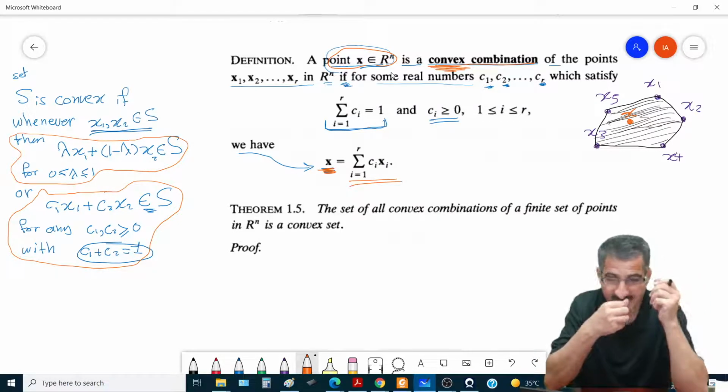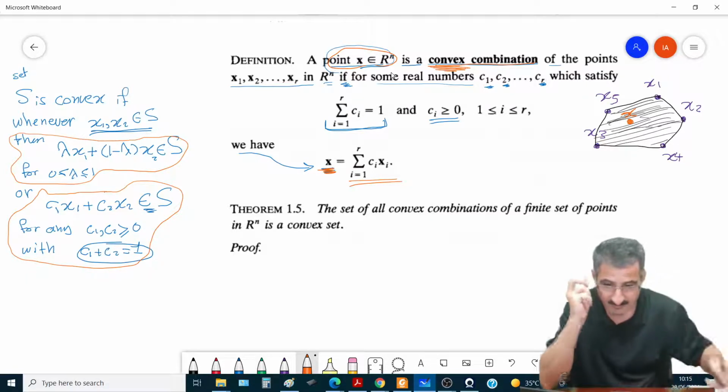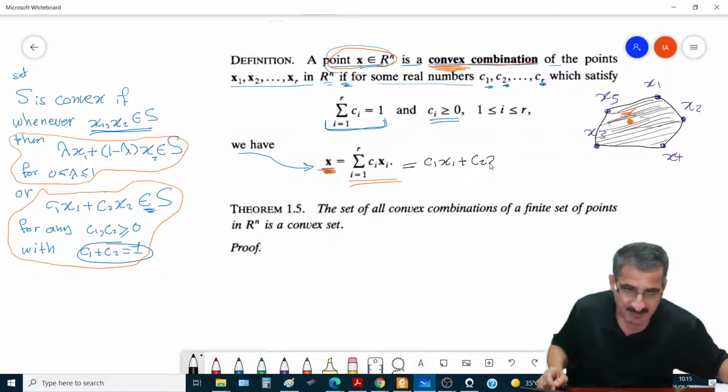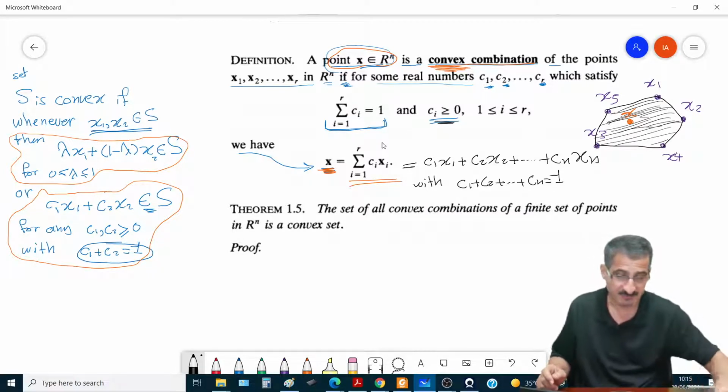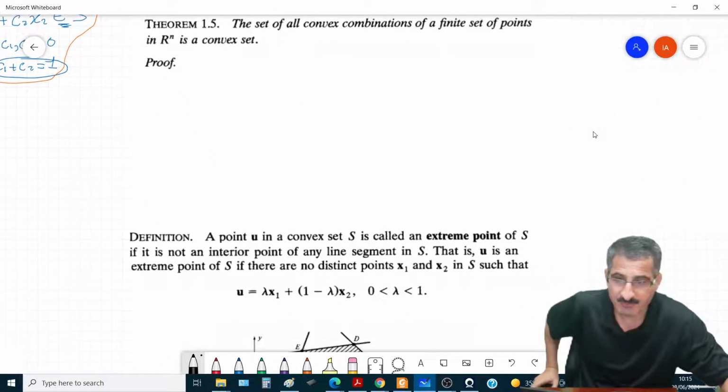That's why we call it a convex combination, because the summation of the coefficients in the combination equals 1. So a convex combination, we will use that: x equals c1 x1 plus c2 x2 all the way till cn xn, with c1 plus c2 and so on, the sum of the coefficients, equal to 1, and every one of them non-negative.